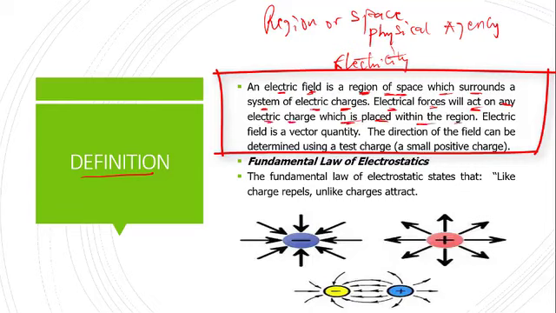When you touch an electrical conductor, a live wire carrying electric current, you are sure to get electrocuted. You will get electrocuted because you are interfering with an electric field. So electrical forces will act on your body to tell you, my friend, you don't belong here. This is not where you should be. Because electric current moves in a specified direction, we say that electric field is a vector quantity. The direction of the field can be determined using a test charge, a small positive charge.